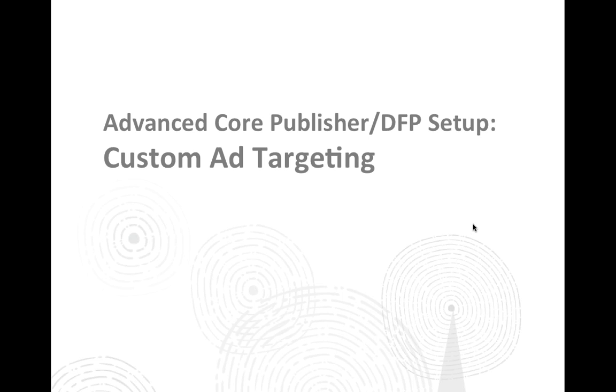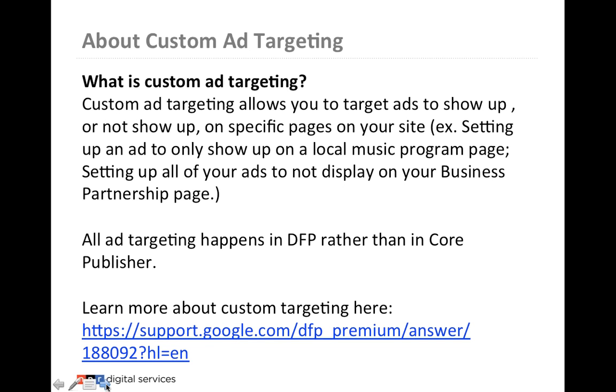All right. So that is basically how you would connect your core publisher site to your DFP account in the new theme. We do have a little bit of advanced information here that is regarding custom targeting. So I'll go over that with you, and then I'll see if you guys have any additional questions. But this is more geared towards if you have a specific strategy. What is custom ad targeting?